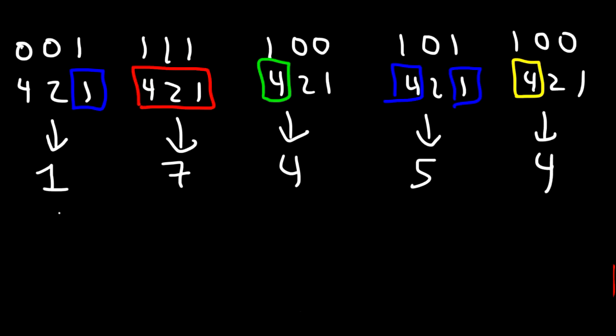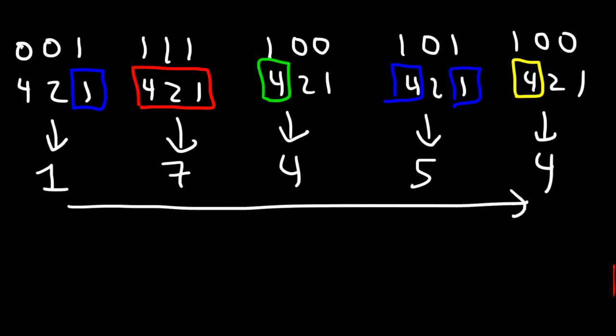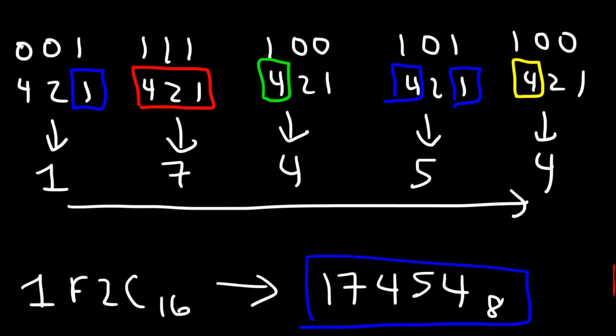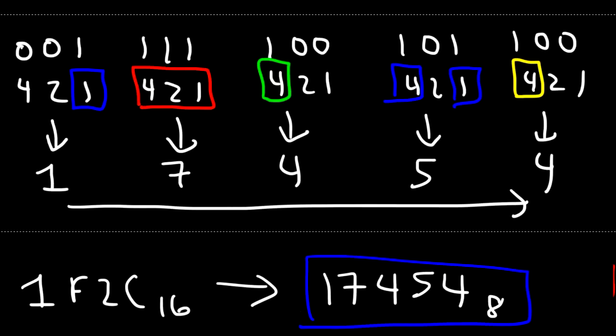And so we could see our answer as we read it from left to right. So thus we could say that 1F2C in the hexadecimal system is 17,454 in the octal system. So this is the answer. Now, let's check the work.